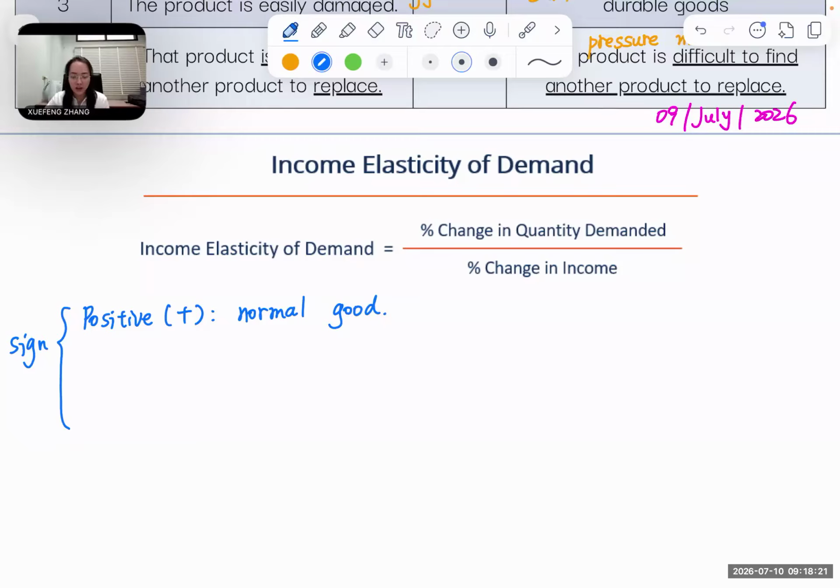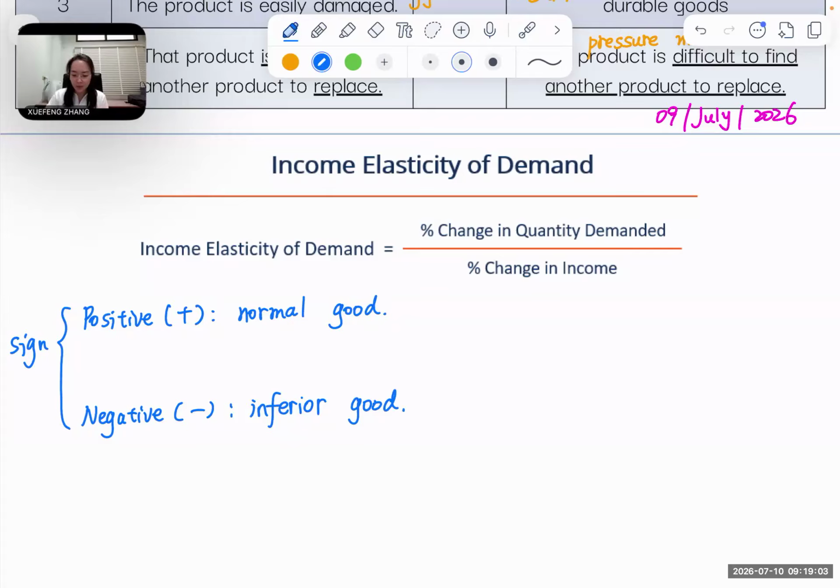The second one, if the sign is negative, so when income rises, you actually buy less of it. That's an inferior good. Okay, so the classical example is the instant noodles, the cup noodles. As people get richer, they eat less instant noodles and switch to good meals, okay?